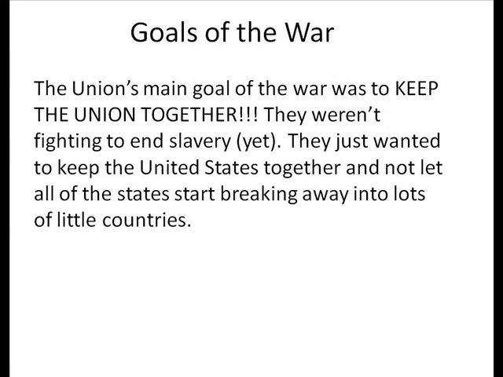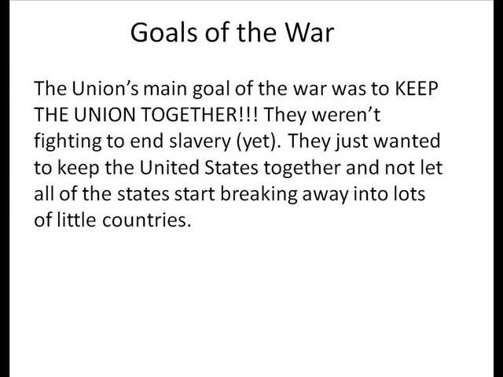Of course, Abraham Lincoln and the rest of the Union, their main goal is just to keep the Union together. They weren't fighting to end slavery yet. There were still a lot of people who were racist in the North. They didn't necessarily agree with slavery, but they weren't willing to fight and lose their lives to end it. Plus, Lincoln at this point was still worried about those border states. He doesn't want to make it about slavery because he's afraid those border states will leave and join the South. So right now, the whole purpose of the war is just to keep the Union together.